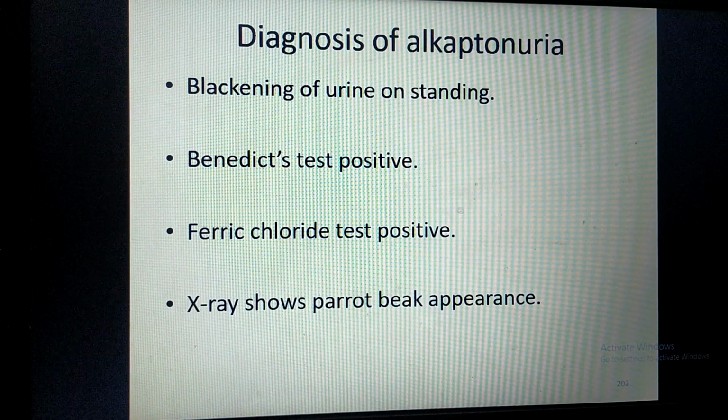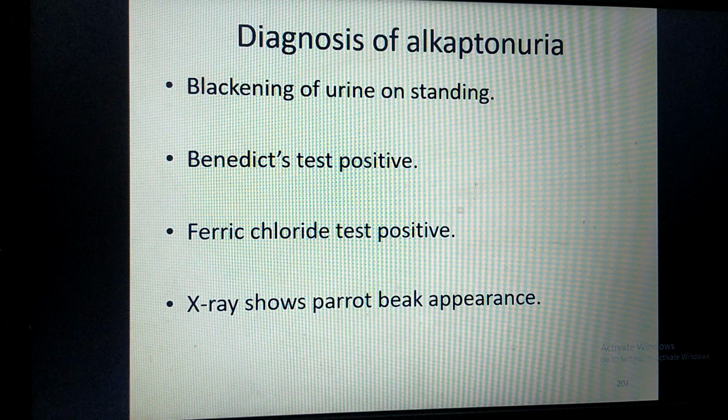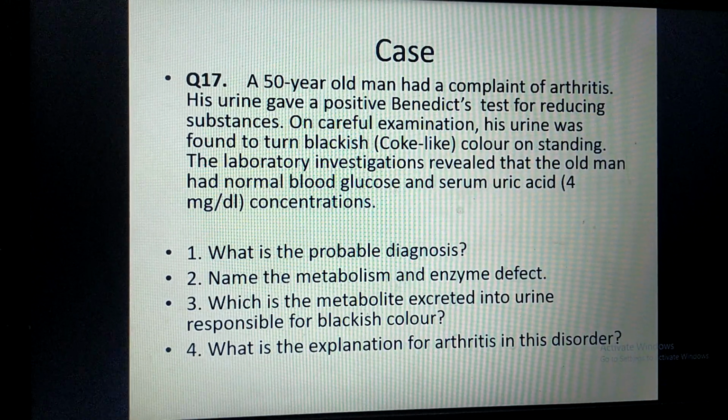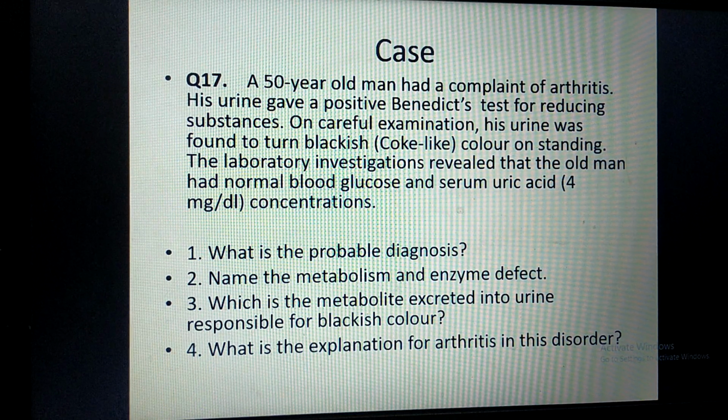Now diagnosis of alkaptonuria can be done by this. First is blackening of urine on standing. Just now I have told you, alkaptone bodies combine with atmospheric oxygen and turn black. Then next test is Benedict test positive, ferric chloride test positive, and if you take an X-ray, then it shows a parrot beak or bamboo appearance due to accumulation of alkaptone bodies in the nasal cartilage. And this type of cases are asked on this topic.